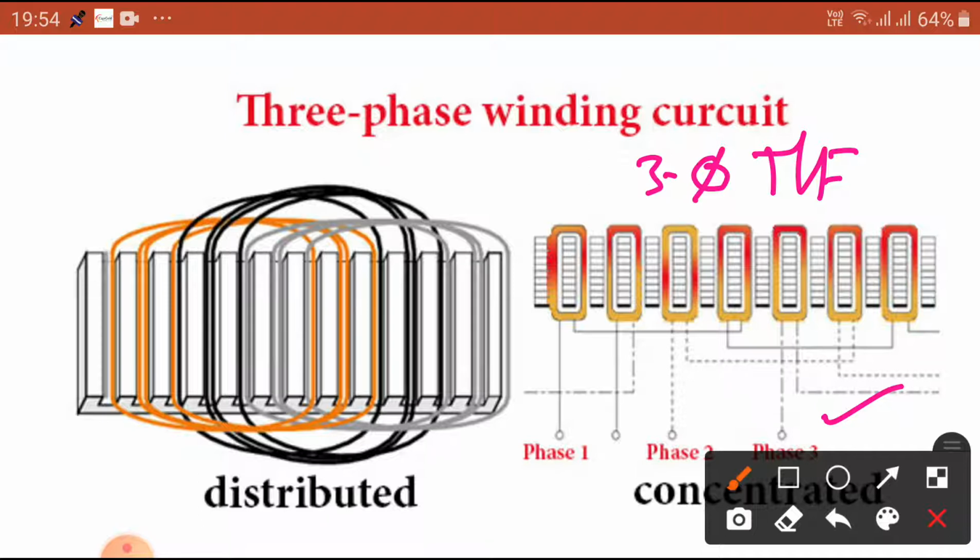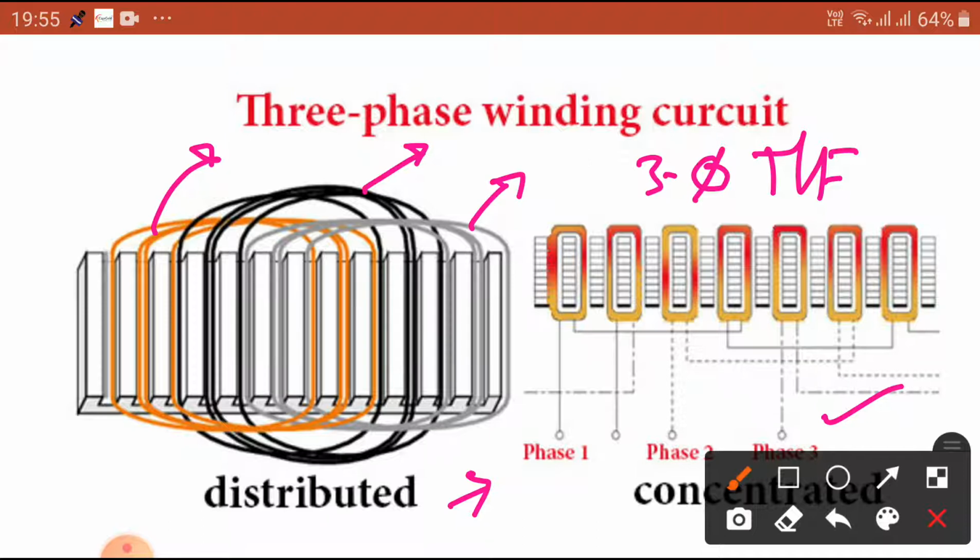Now, a distributed winding has a number of slots on the core, and these slots are placed side by side. So for each slot we have to calculate the phase angle, and R phase, Y phase, B phase should be placed 120 degrees apart. Phase displacement is a must here. That's why you can see this black color is one phase, ash color is another phase, and orange color is another phase, placed side by side in a phase sequence manner.